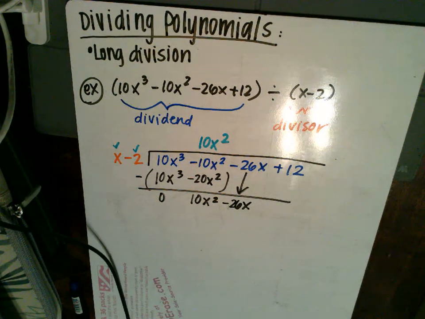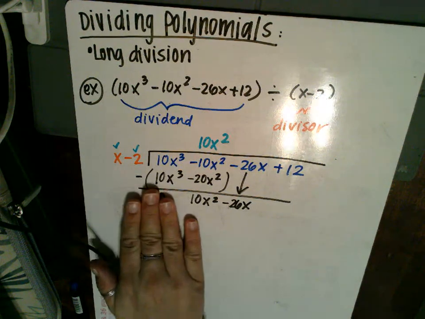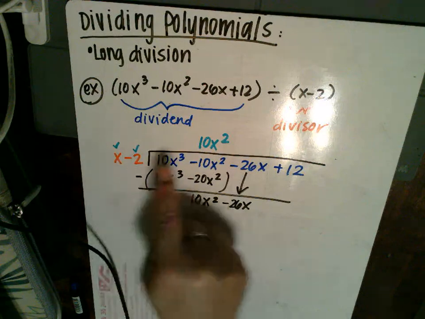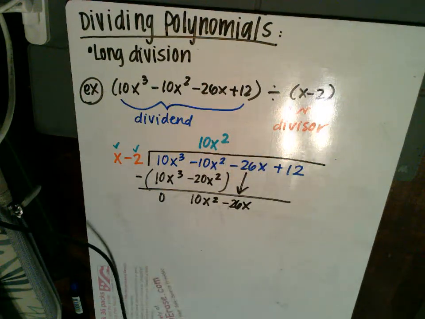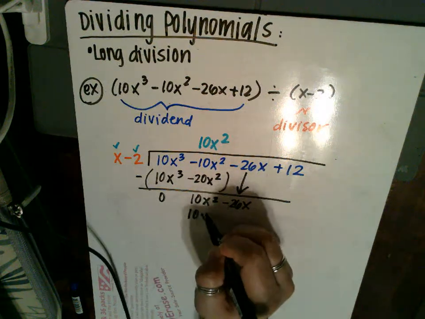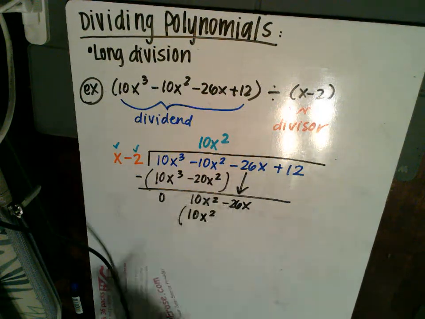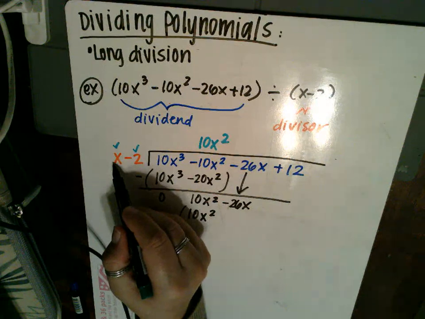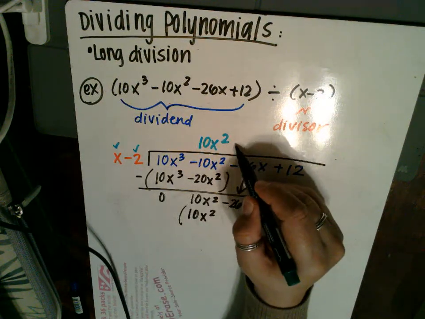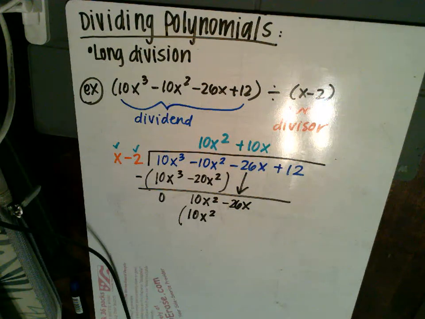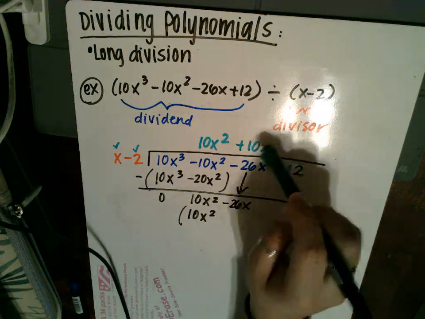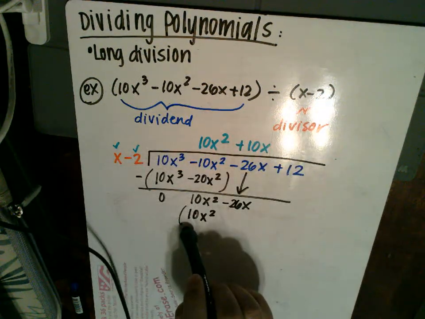Then I'm going to repeat the process. I'm going to start here and say x times what gives me 10x squared. Remember, I want to match 10x squared. So I have to say x times 10x. 10x times x is 10x squared.